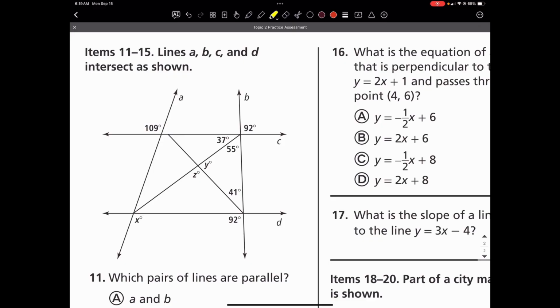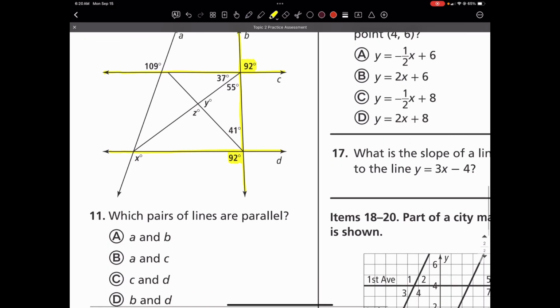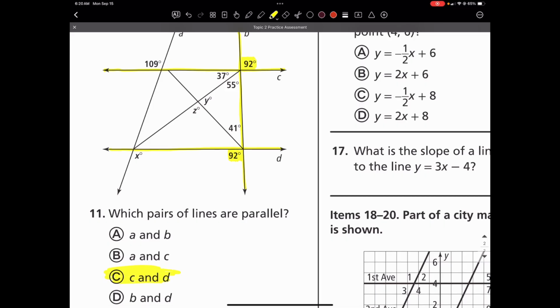Items 11 through 15 show lines A, B, C, and D intersecting as shown. Which pair of lines are parallel? The way that we can tell they're parallel is by the converse. The easiest one is the converse of the alternate exterior angles theorem. Because the alternate exterior angles are congruent, we can establish that lines C and D are parallel. The alternate exterior angles theorem states that alternate exterior angles are congruent. Because of that, we use the converse and say, since these angles are congruent, those lines are parallel. So lines C and D are parallel.